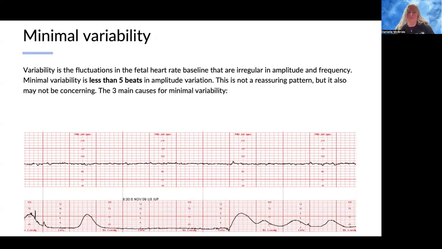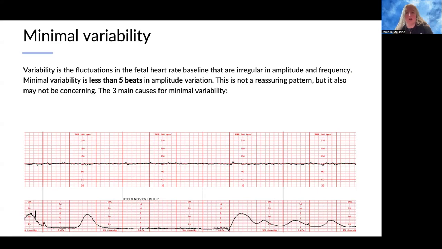Minimal variability is going to be less than 5 beats of an amplitude change. So you can look at this tracing here and you can easily see this baseline, and it's at about 120. And you can see that these variations are not as pronounced, that those amplitude variations are less than 5 beats around the baseline. This is minimal variability. Minimal variability is not a reassuring pattern, but it also may not be concerning.